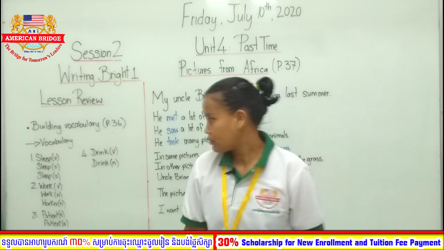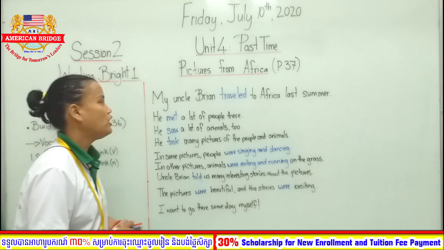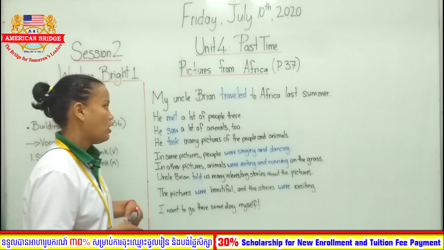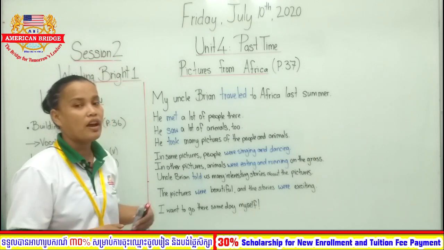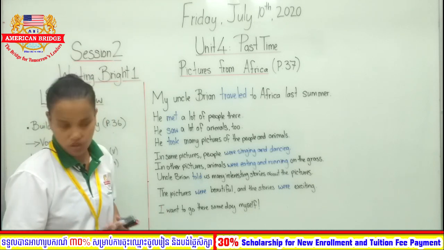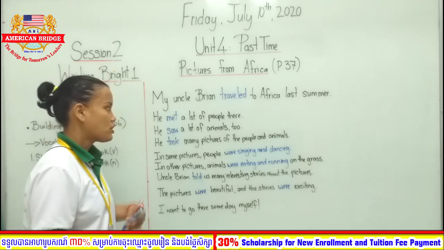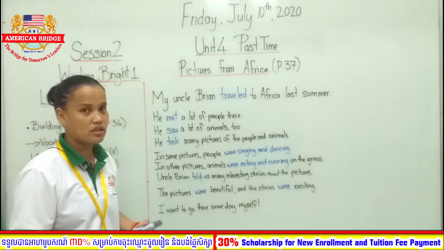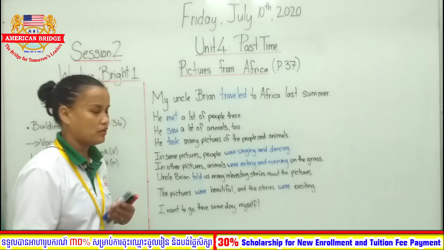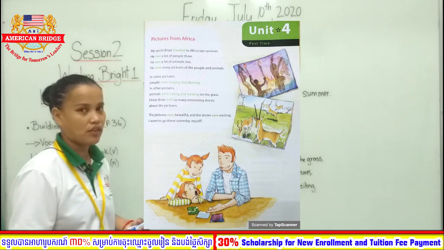Now, let's move on to today's class. Today we're going to be reading a story about pictures from Africa. Now this is a story about Uncle Brian who went to Africa last summer and came back and told the story to who? To his children? No, not to his children, to his niece and nephew. Okay, so we're going to read the story slowly together. Then later we're going to distinguish what the blue words mean. Okay, all right. Pictures from Africa, page 37.